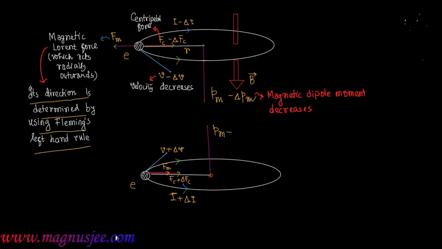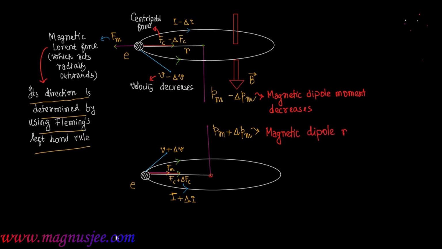And as the orbital velocity of the electron revolving in the clockwise direction increases, the current also increases to I plus delta I. And the magnetic dipole moment due to the flow of electrons in the clockwise direction increases to Pm plus delta Pm. And this magnetic dipole moment Pm plus delta Pm acts vertically upwards.